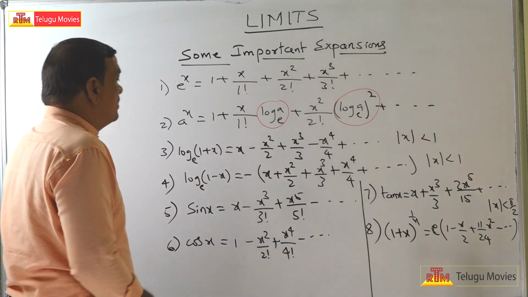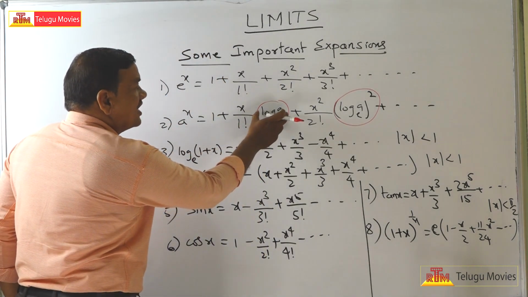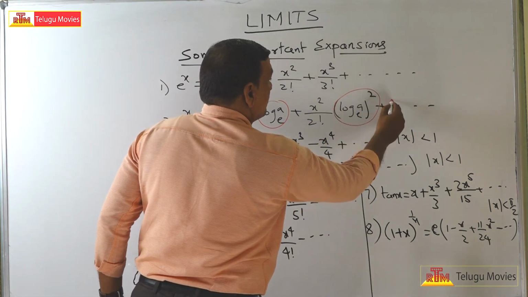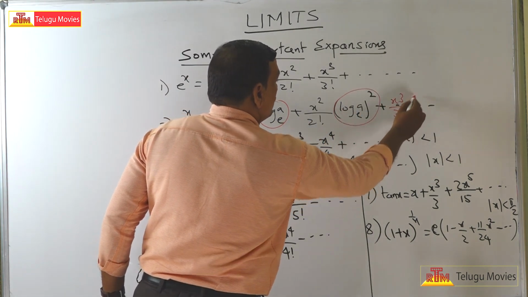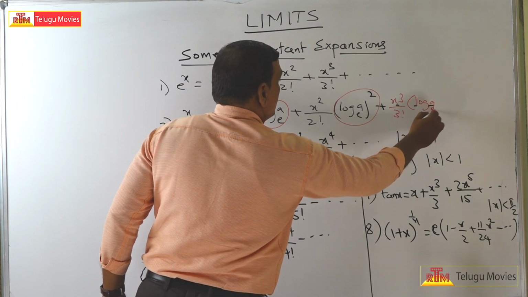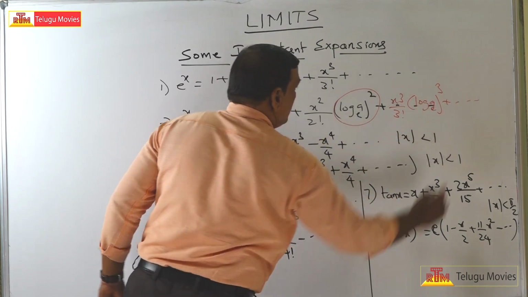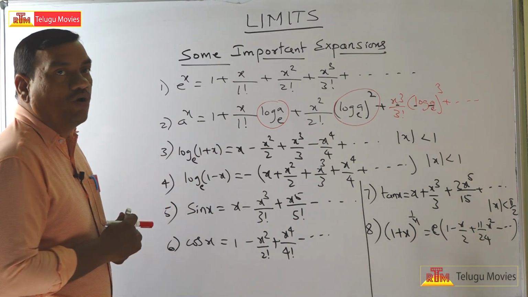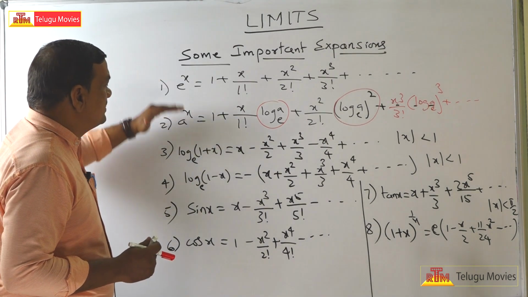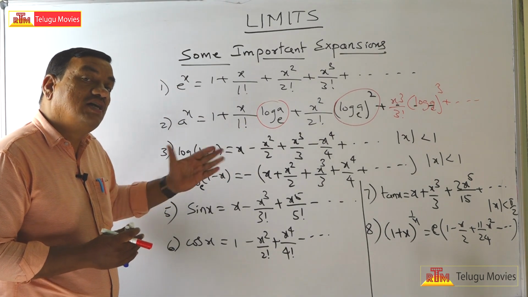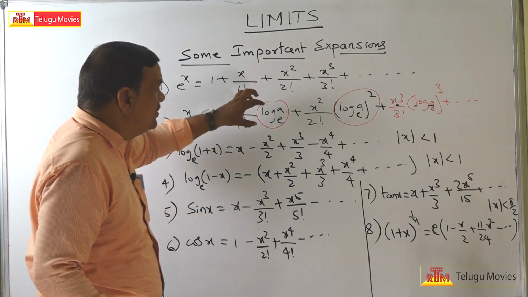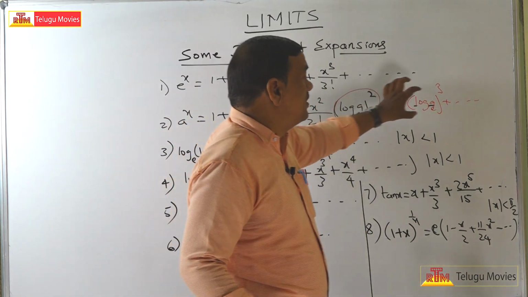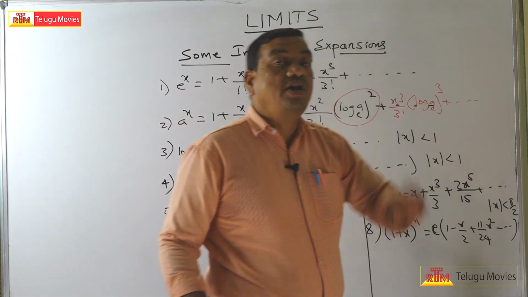The only thing to remember here is the second term has log a to the base e, then log a to the base e whole square. The next term is x cube by 3 factorial into log a to the base e whole cube, plus so on to infinity. Clear? So this is the way to learn. The e power x and a power x expansions are both similar; the only difference is log a to the base e, whole square, whole cube, so on to infinity.